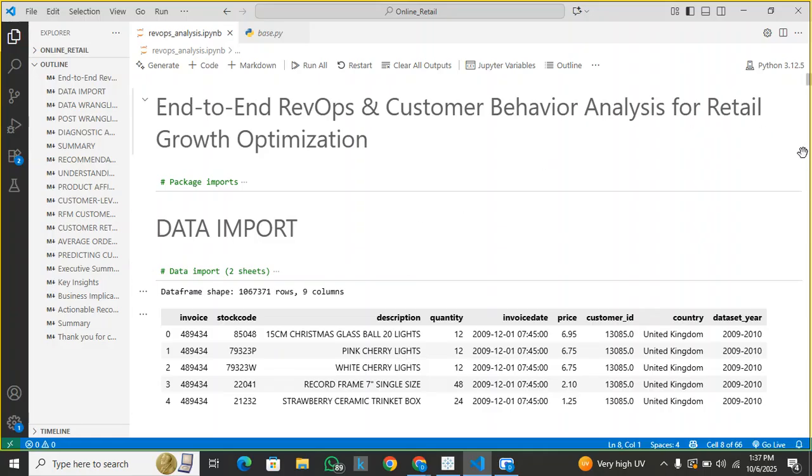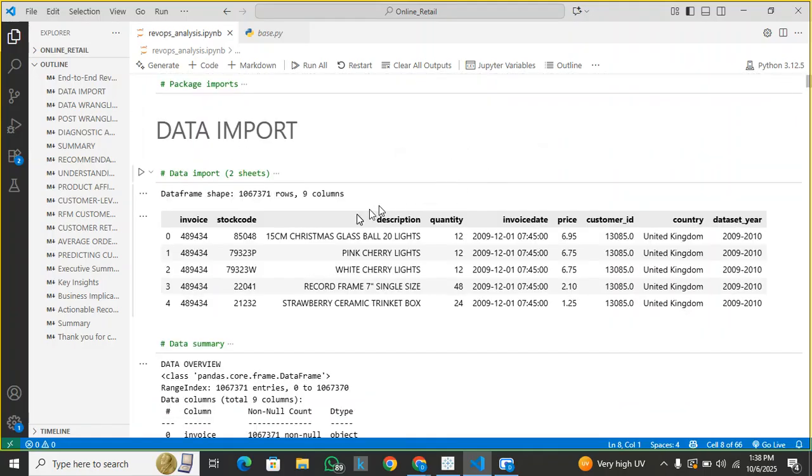So to begin the analysis, I imported the data into the Python environment and the original number of rows or transactions in the provided data set was 1,667,371 rows and 9 columns. It's actually 8 columns, but I created an extra column to join the data set from multiple sheets.